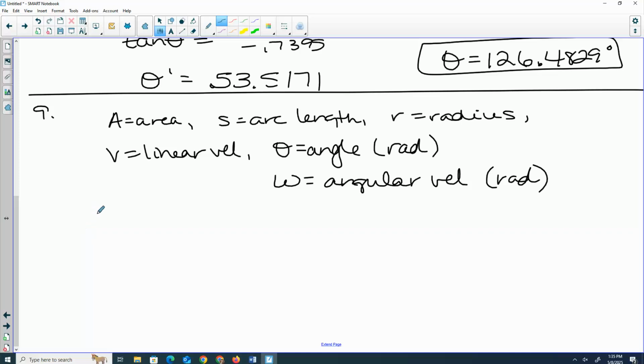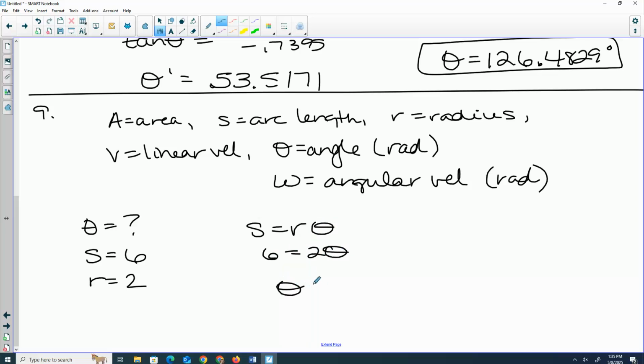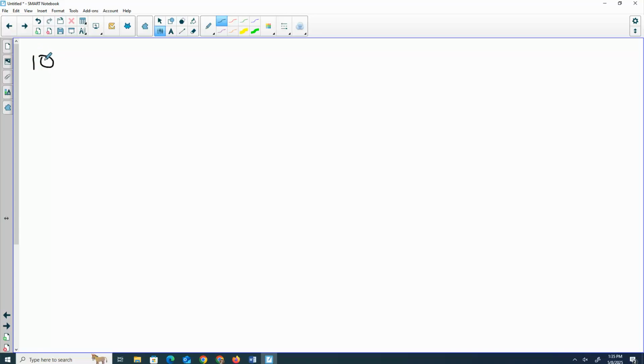Best option on these is to kind of make a list of the variables you have and what you want. So number 9 says find the radian measure. So the measure is theta. The arc length is 6, so that's S. And the radius is 2. So then if I look at my formula sheet, S equals R theta. So 6 equals 2 theta, divide by 2, and theta is 3 radians. Remember, you don't have to write a unit for radians. You could write the word radians if you chose to, but it's not required. Anytime we don't have a unit, we're assuming radians.